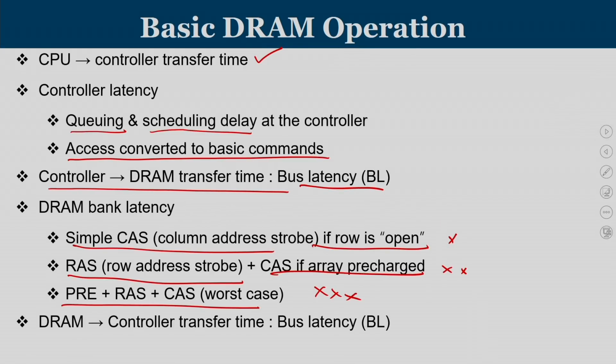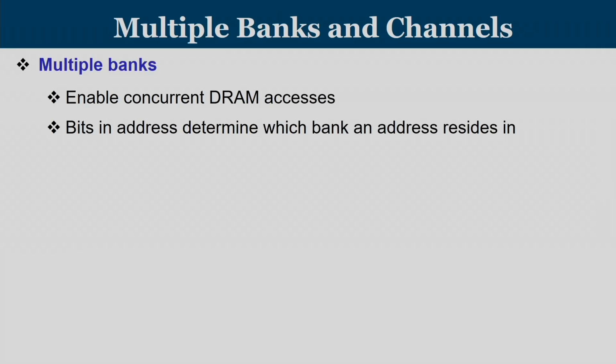Once the DRAM has returned the data, the data has to go back to the controller, and that involves the bus latency. Once the data reaches the controller, the controller is going to transfer it to the CPU or to the last level cache. Now we will see when you can parallelize things.